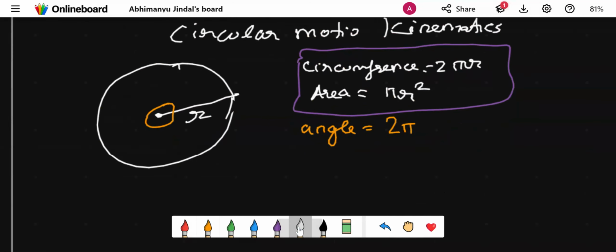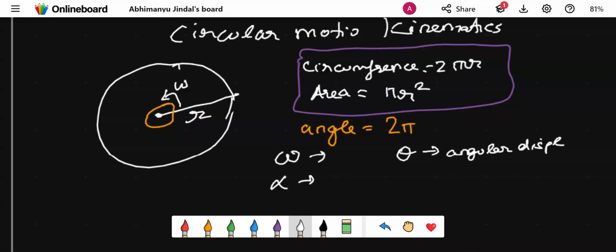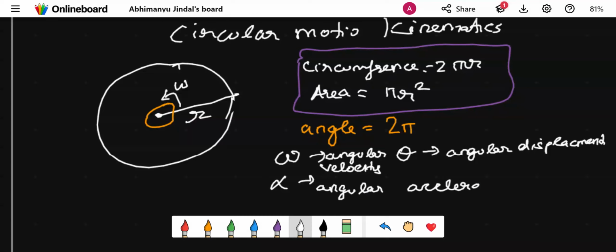So when I say, let's say the speed is omega, now what is omega? What is alpha? Let's study. And what is theta? Theta is the angular displacement. Omega is angular velocity, and alpha is angular acceleration. Now what do each of them mean?